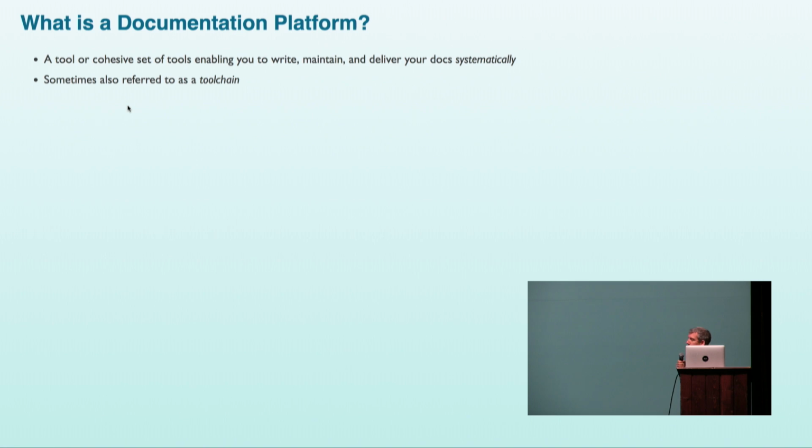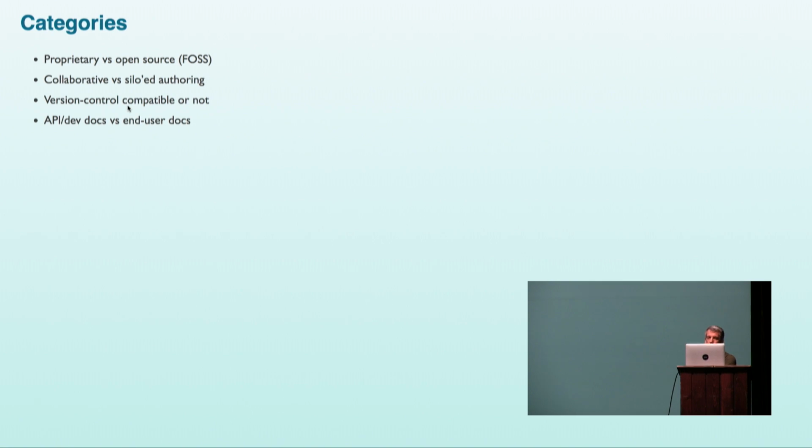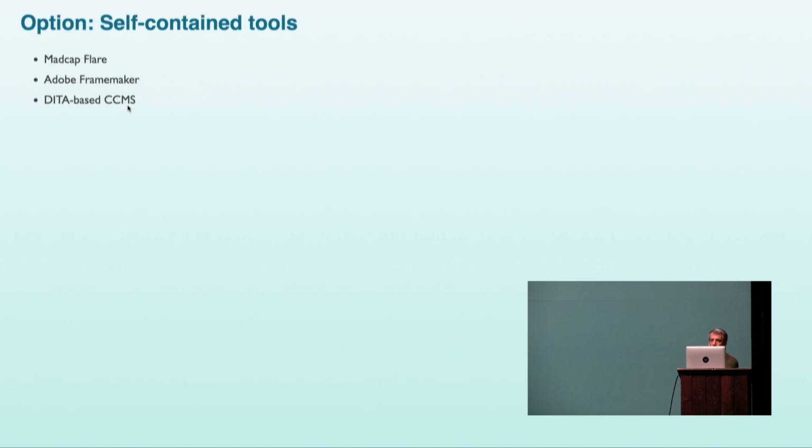So what's a documentation platform? It is a cohesive set of tools for enabling you to write, maintain, and deliver your docs systematically. It's that end-to-end process, the whole process that we have there. And sometimes we refer to it as a tool chain. Some of the categories that we have are free open source software versus proprietary, whether it needs heavy collaboration or whether each author is going to be working on their own, whether it has version control or doesn't, or whether it's Git compatible or doesn't, and whether it's for API and developer docs versus end user docs.